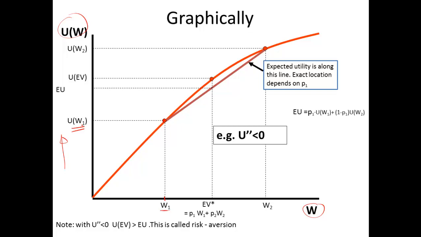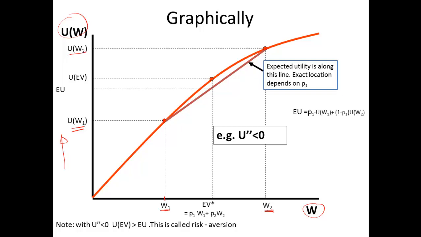By contrast, if the individual had more, they had W2, how well off would they be? Well, you could trace it up to the curve itself and then over to here. That's how well off they would be. But now suppose instead of having either of those two amounts with certainty, the individual instead faces some possibility of having W1 and some possibility of having W2.